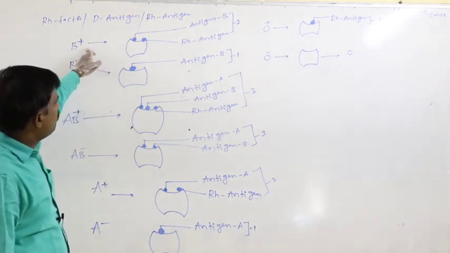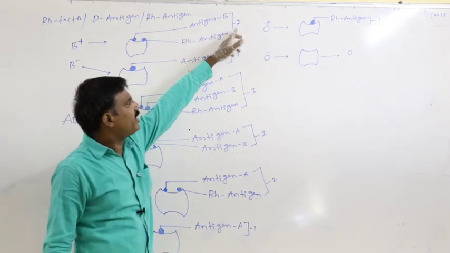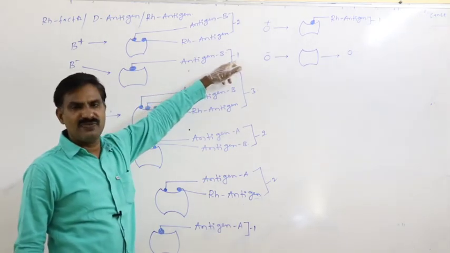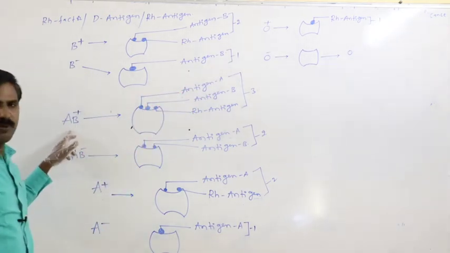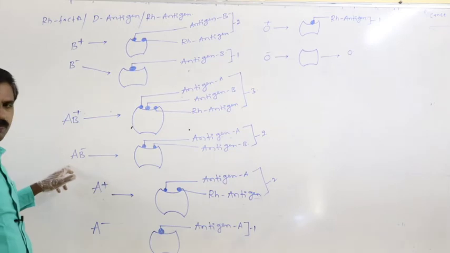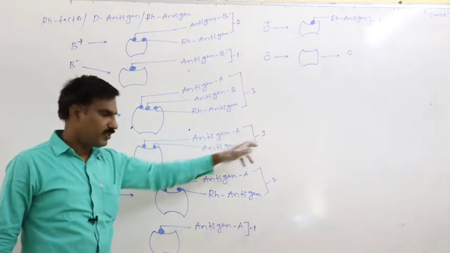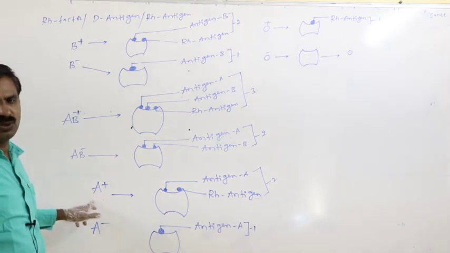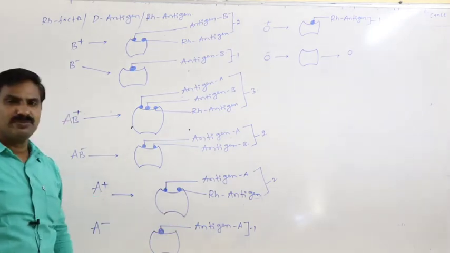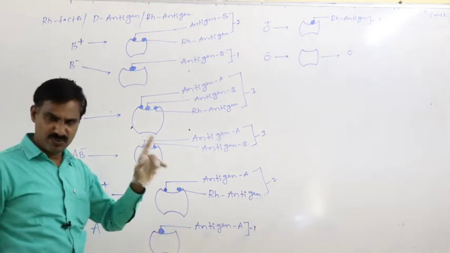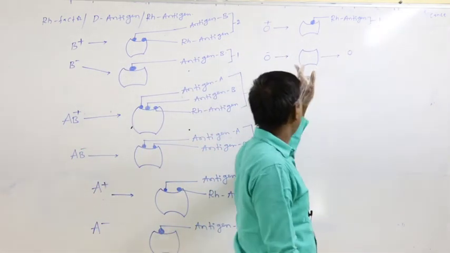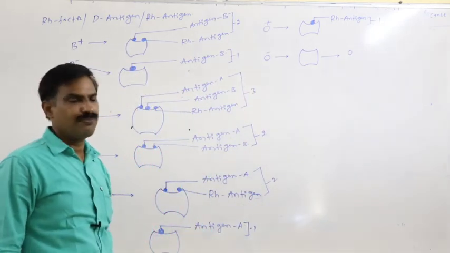In a B positive person, the total number of antigens is 2. In a B negative person, the total number of antigens on the surface of the RBC is 1. In an AB positive person, the total number of antigens is 3. In an AB negative person, the total number of antigens is 2. In an A positive person, the total number of antigens on the surface of the RBC is 2. In an A negative person, it is 1. In an O positive person, the total number of antigens is 1. In an O negative person, the total number of antigens is 0.